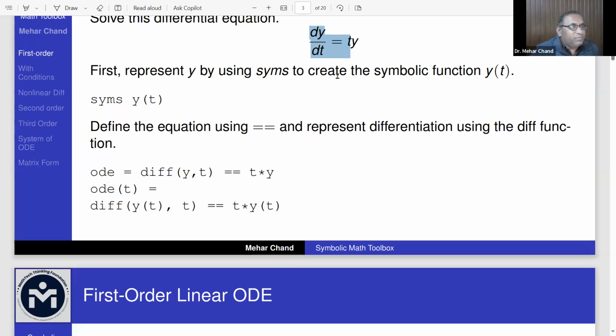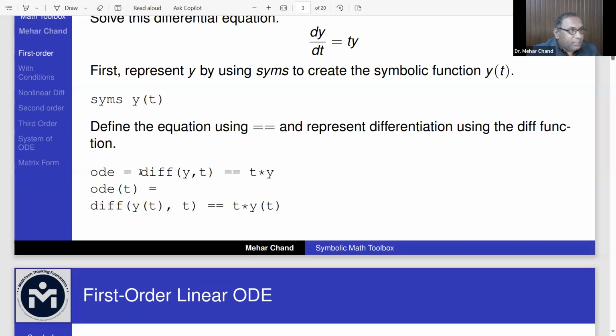First, y depends upon t. In dy upon dt, y is the dependent variable and t is the independent variable. You need to define this function first. So the symbolic function we have is y(t), and you need to define it at this place. Now you need to store this differential equation in some assignment variable. So define the equation using the double equal sign.